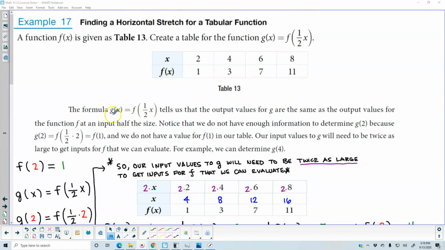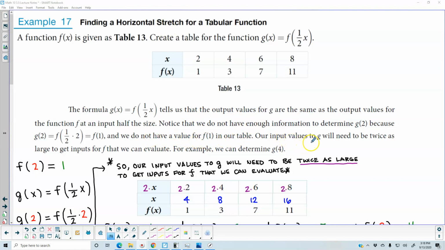Now the formula g of x is equal to f of 1 over 2x tells us that the output values for g are the same as the output values for the function f at an input half the size. Notice that we do not have enough information to determine g of 2 because g of 2 is equal to f of 1 over 2 times 2, which is equal to f of 1. And we do not have a column where we have an input of 1 or an output of 1 on our table. So we do not have a value for f of 1 in our table.